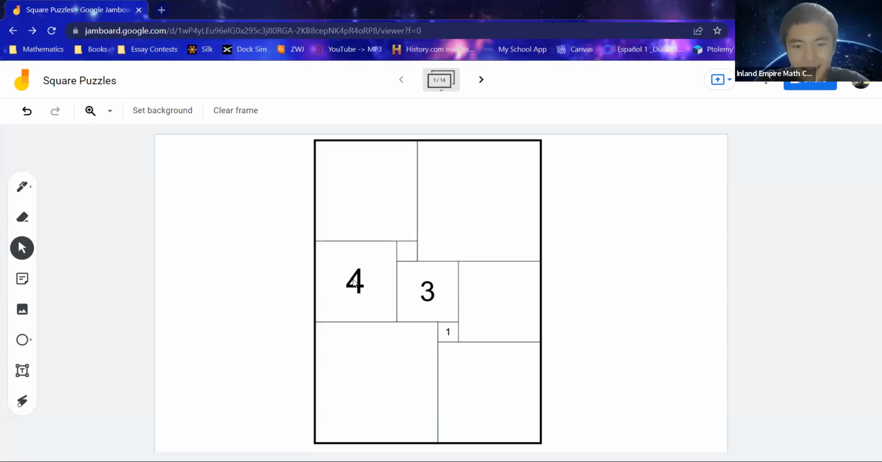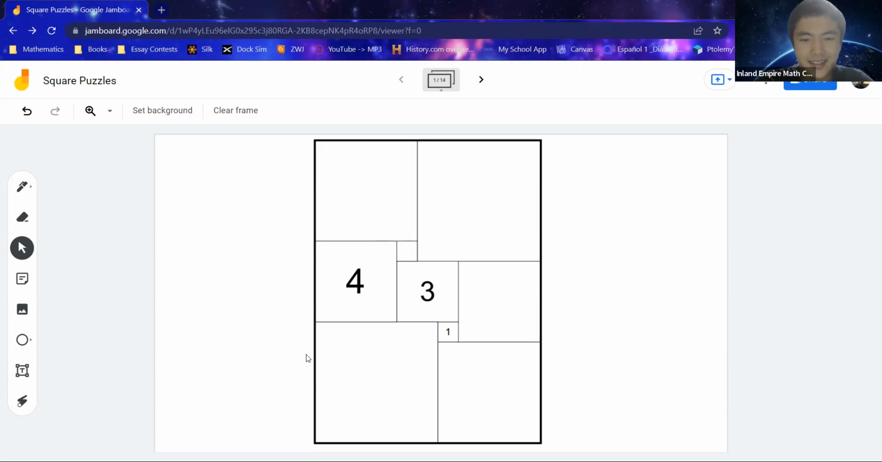What are you doing? We're doing this very interesting puzzle. You have a bunch of squares, and the numbers in the squares are the side lengths, and you want to figure out the side length of every other square. So let me repeat that one more time in case you didn't catch it.